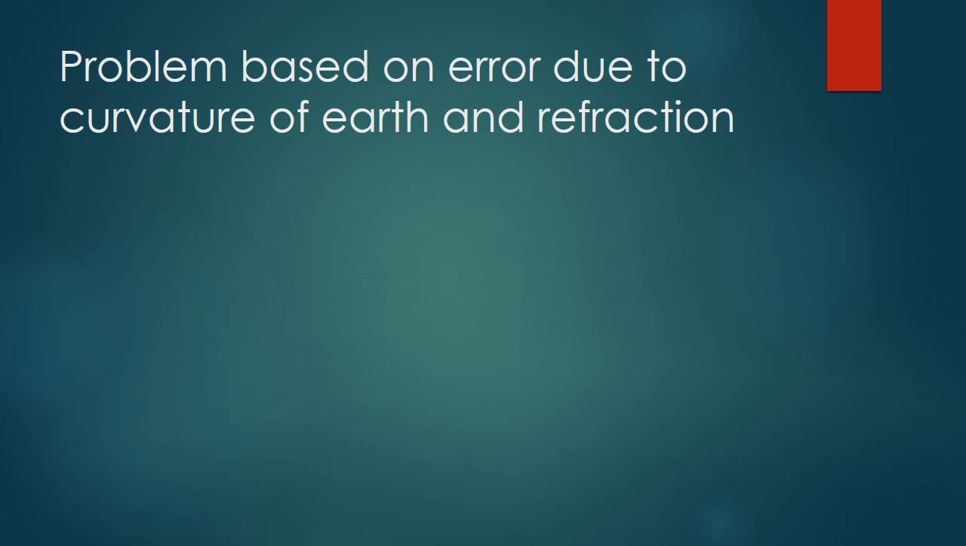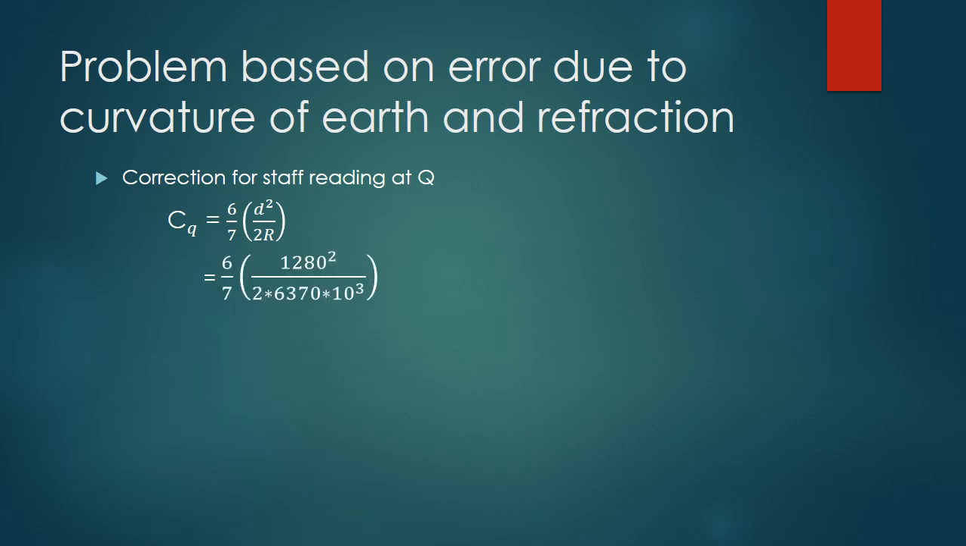Now let us see the correction of staff reading at Q. It is given by CQ equals 6 by 7 d square by twice r. Substitute the values of d and r here. The d value is 1280, the distance between the instrument and station Q, and r is the radius of the earth. We get a value of 0.110 meters, which is the correction.